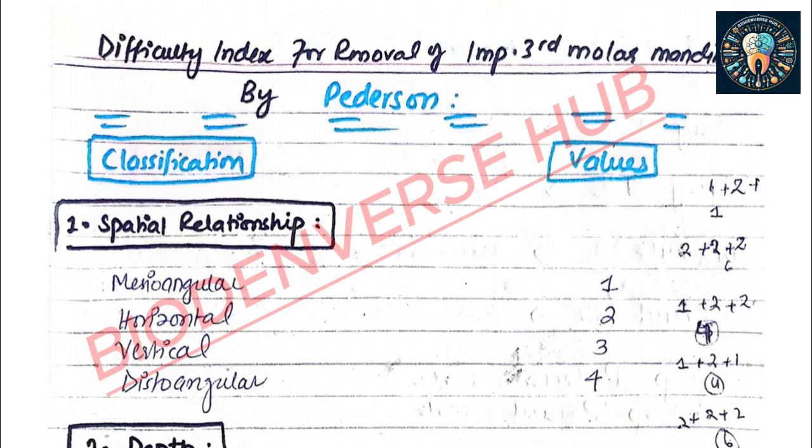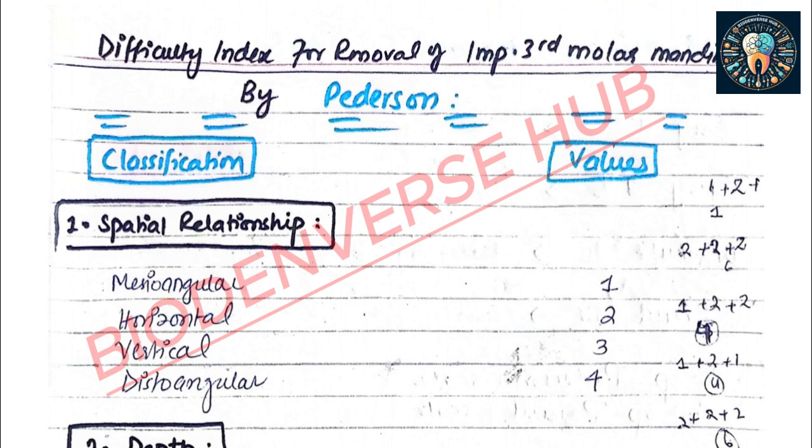And at the end, you have to sum up all those values obtained from your scaling. In that regard, the range of those values will tell you whether it is very difficult, moderately difficult, or slightly difficult. So let us study that. First of all, we will be studying the classification under the spatial relationship.